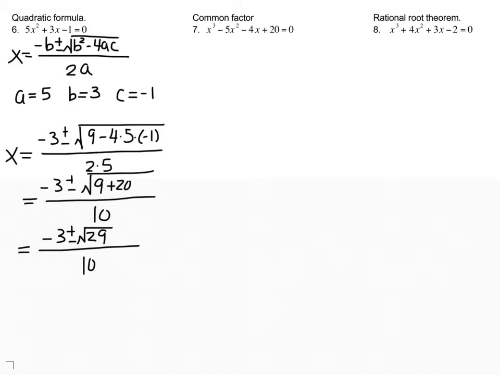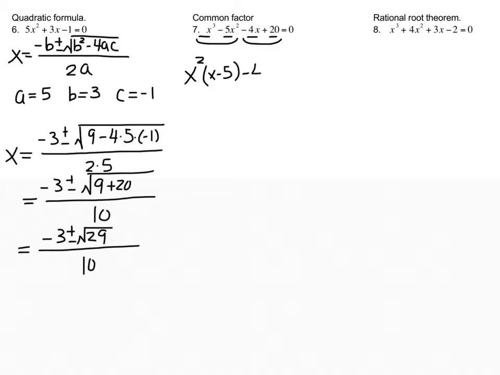Number 7, common factors. So it comes down to, again, how many terms do you see in this function? We have 1, 2, 3, 4. More than 3 terms. So I'm going to try factor by grouping. Again, I like to factor the first and the second, the third and the fourth. The common factor between the first and the second is x squared. So I have x squared times x minus 5.